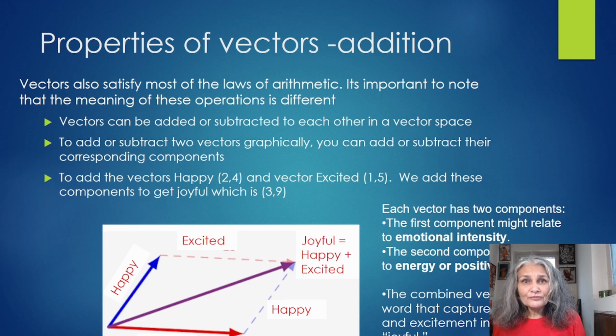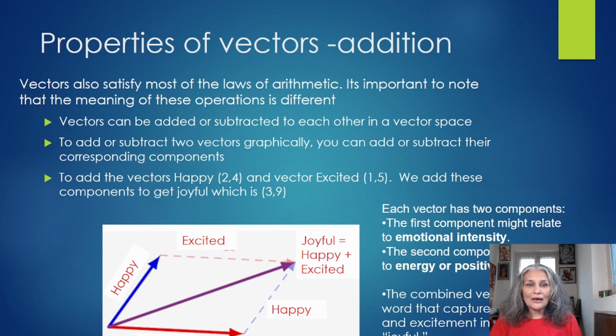Now there are some other further properties of vectors which are important and which translate very nicely to the world of word vectors. For example, vector addition. Vectors satisfy most of the properties and laws of arithmetic, although it is important to note that these operations have somewhat different meanings in the context of vectors. Vectors can be subtracted or added to each other in vector space. To add or subtract two vectors, you add or subtract their components.